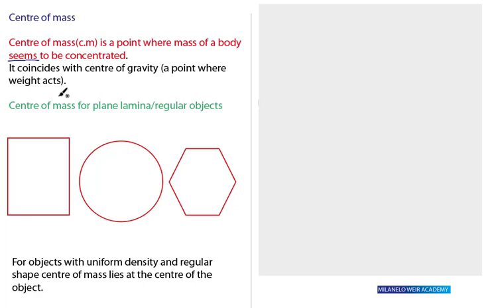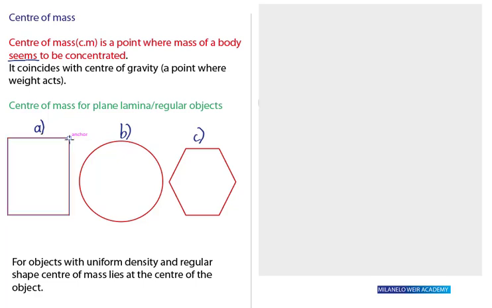So let's look at these regular objects and determine their centers of mass. Let's call this one A, this one B, and this one C. So how do we do that? By inspection we can try, but the best way is to draw lines. I'll show you. Let's start with A.